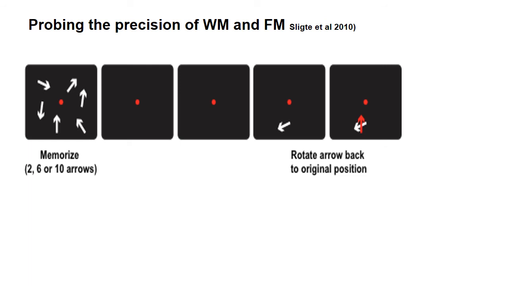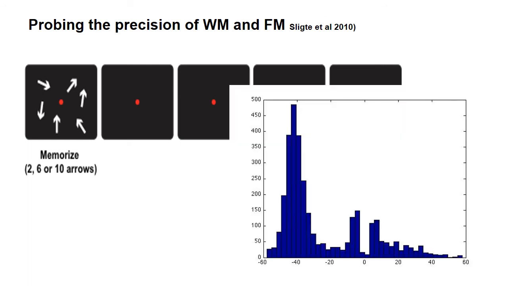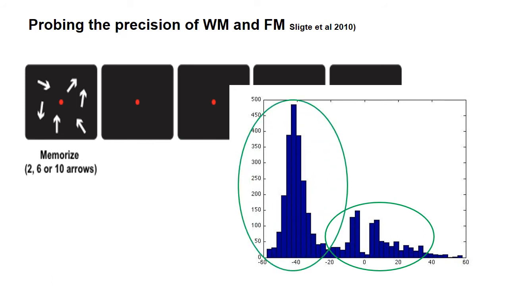Two things may happen. Either the subject has no clue as to what the orientation of the arrow at that location was, and then he will probably rotate the arrow back to some random orientation. That is what you see in this part of the distribution. Or the subject does know what the original orientation was and will rotate it back to that orientation, in this case 40 degrees away. Of course, there will be some margin of error here, which is the width of the Gaussian of this part of the distribution.